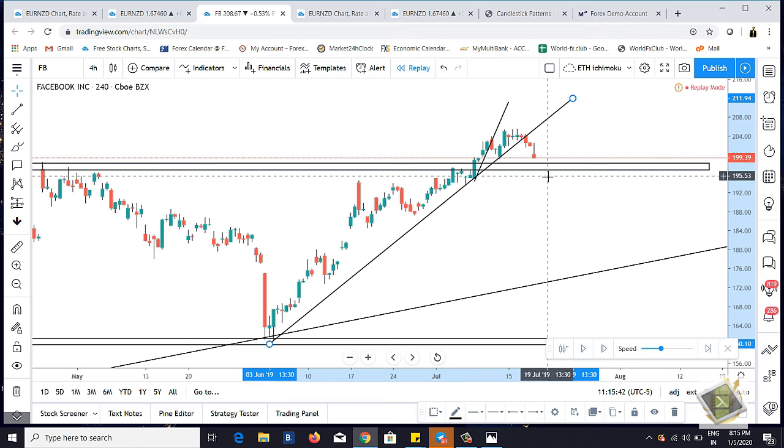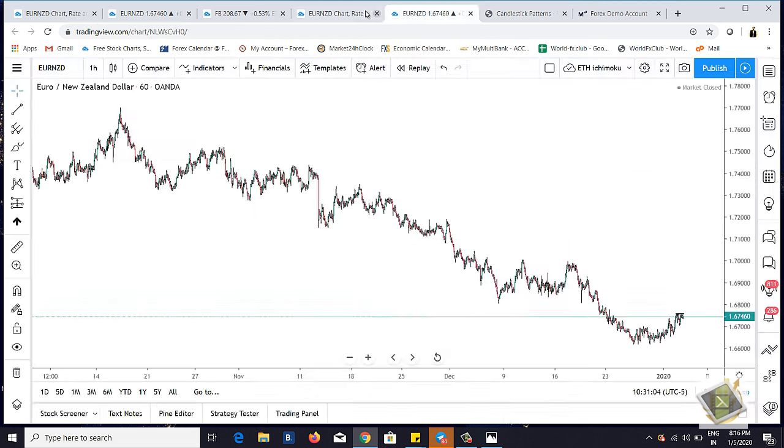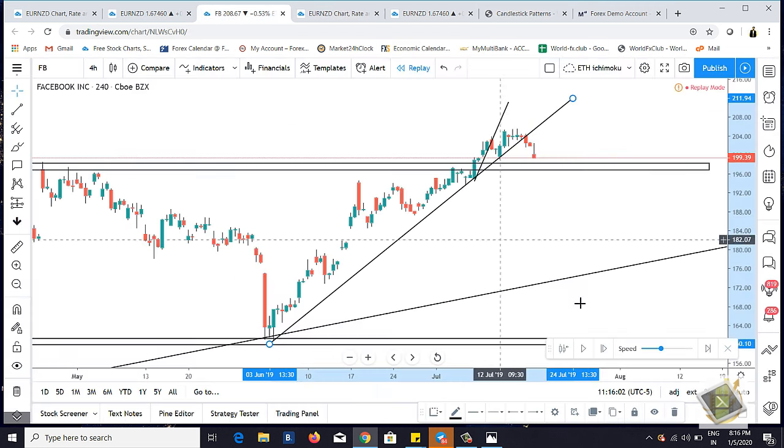Okay, now if you see, there is a break here, right? And you see a similar kind of structure, right? Now we will wait for this candle to get completed, and then we will find an opportunity to trade. Okay, so I'll play it again.